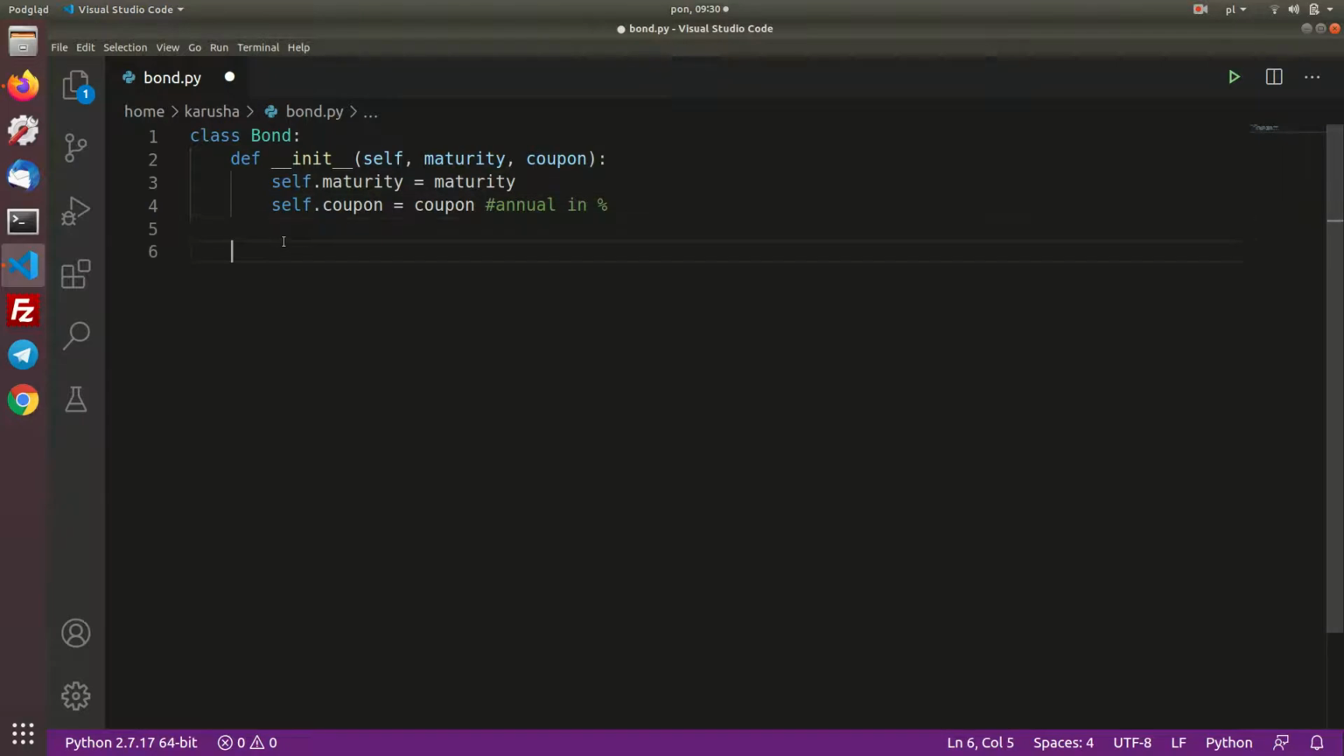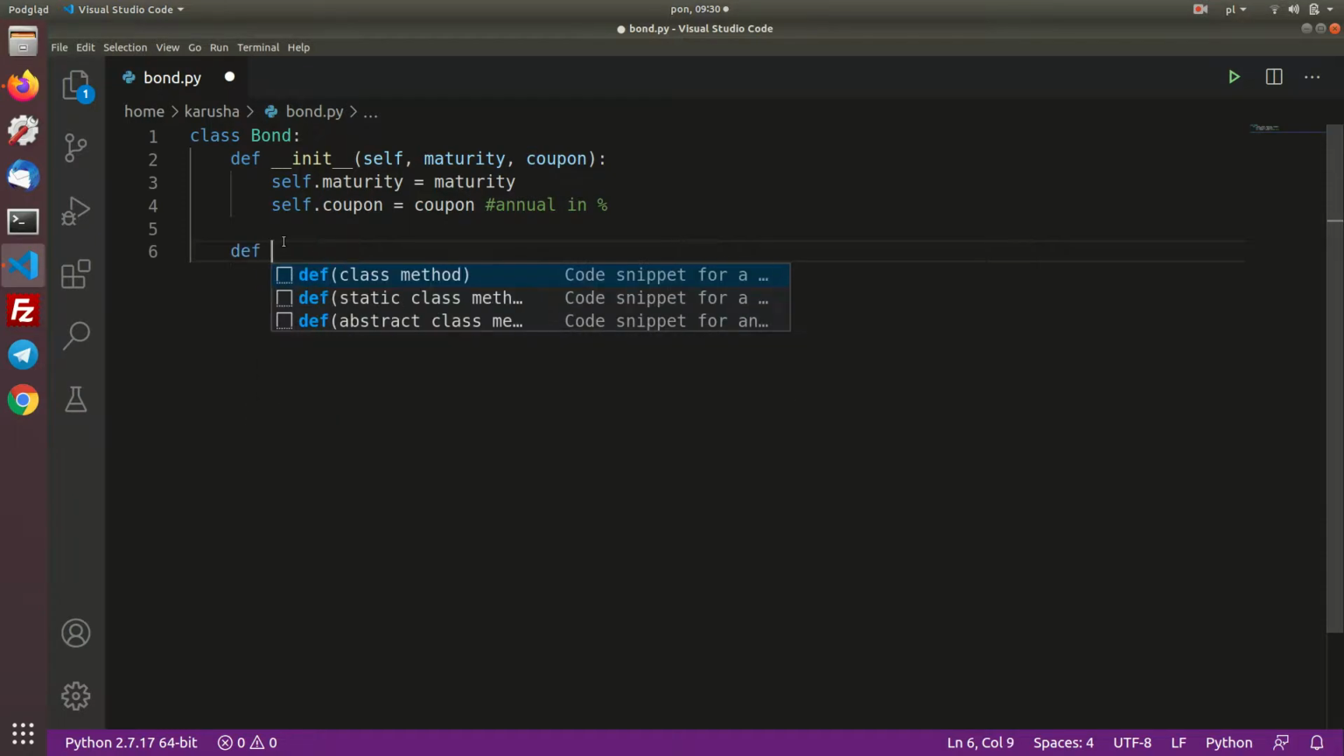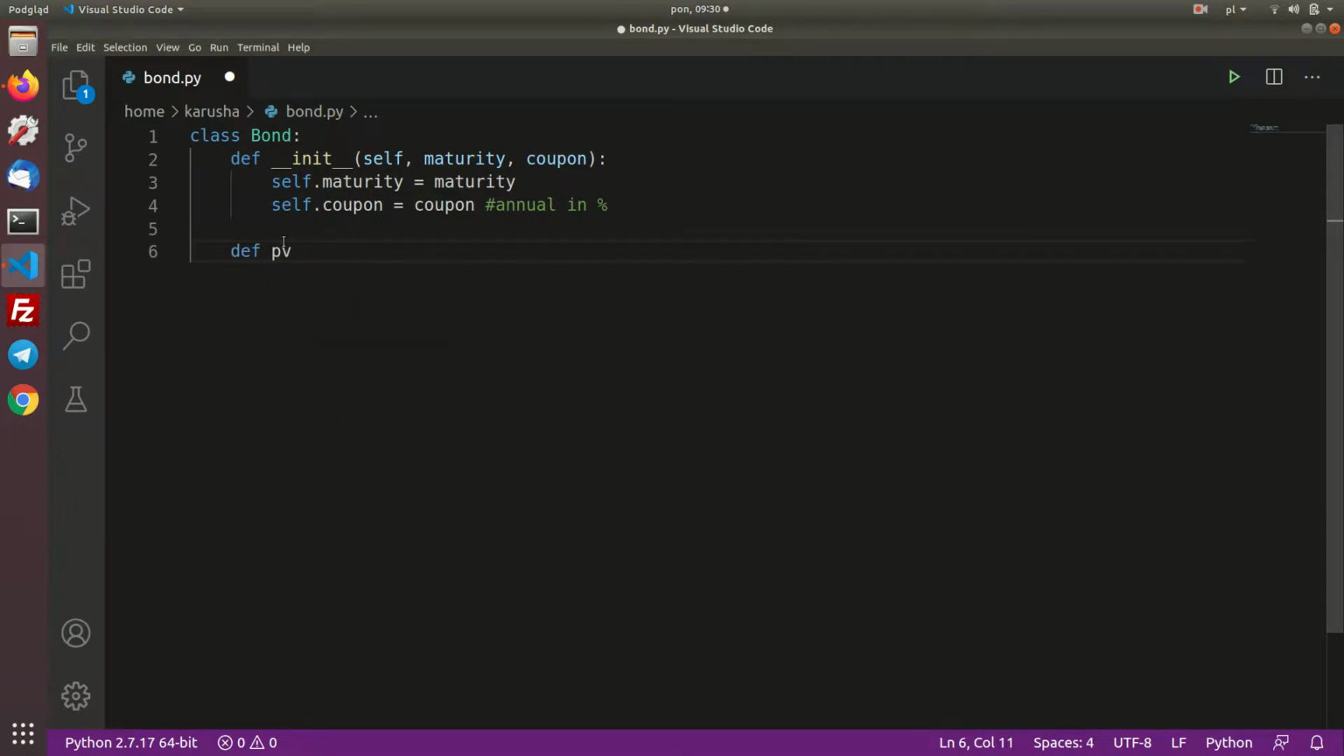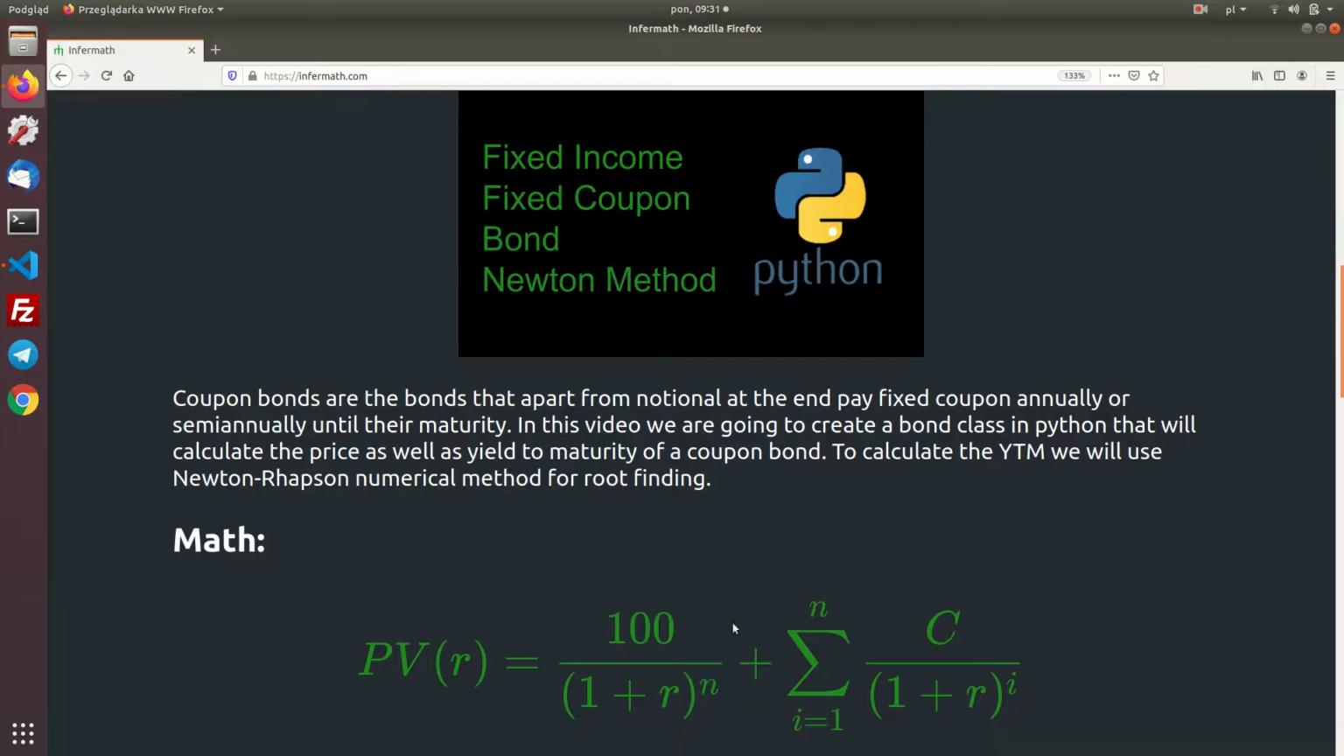Okay. So we have the constructor. Now the first method that we're going to define is going to be present value. How to calculate the present value of this bond. So we need to reuse self keyword, and for calculating the price we'll also need the interest rate that is currently in the market. So let's call it R. Let us look at the formula, how the PV of a bond is calculated.